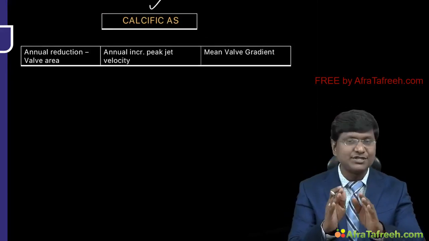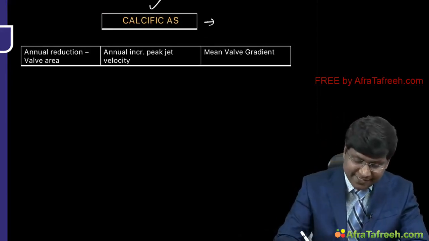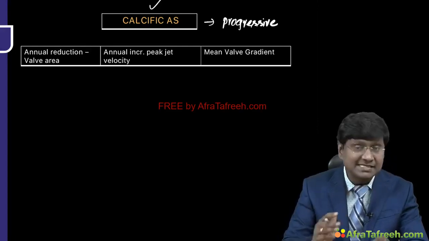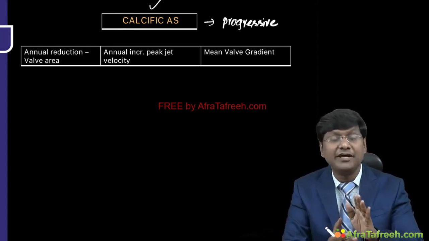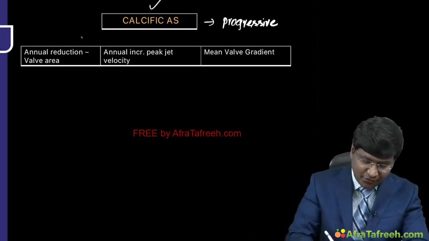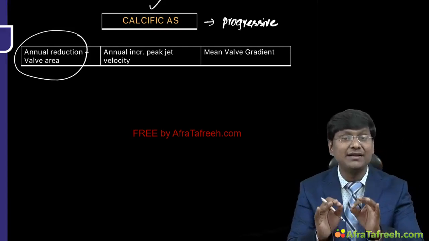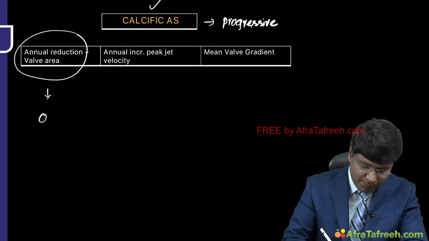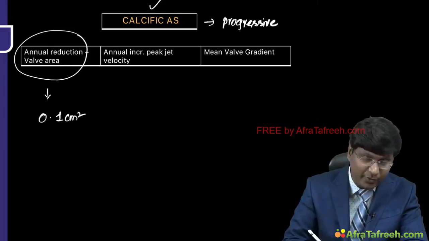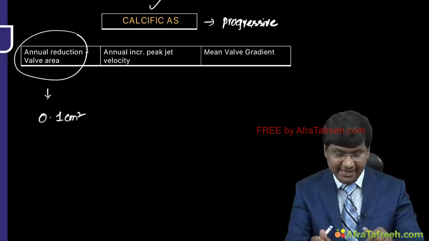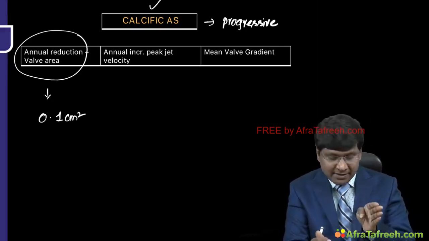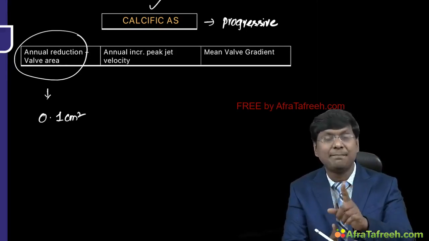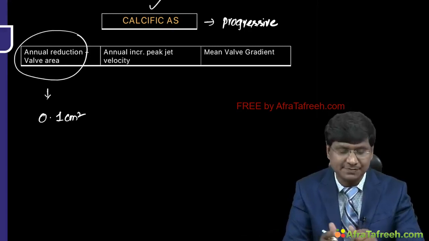See, calcific aortic stenosis, it is a progressive disease. Now, we call it significant progression when the annual reduction in the valve area is 0.1 centimeter square per year, right? That is, every year the valve area is reducing by 0.1 centimeter square. That is one parameter to call it a progressive disease.